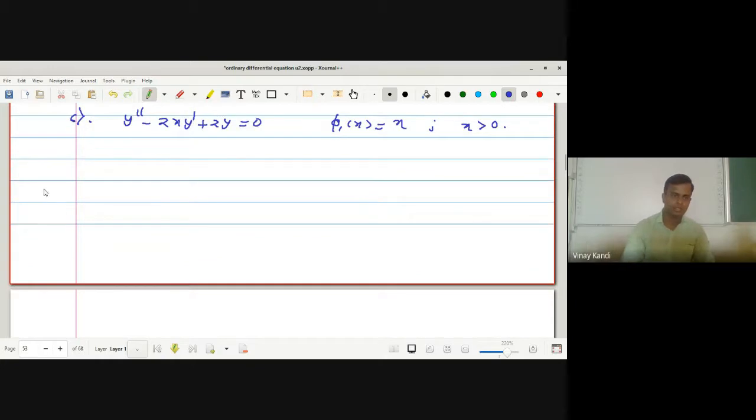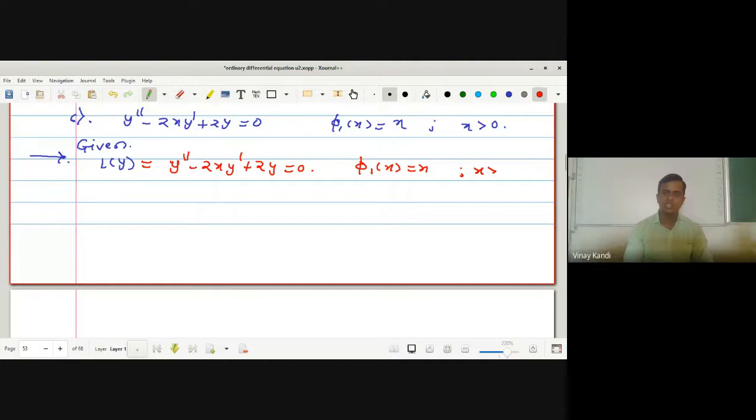Okay, let us solve this. Now here L of y is equal to y double dash minus 2xy dash plus 2y, which is equal to 0, and phi 1 of x is equal to x, where x greater than 0. Now, L of y is equal to y double dash minus 2xy dash plus 2y. Give it as equation number 1.